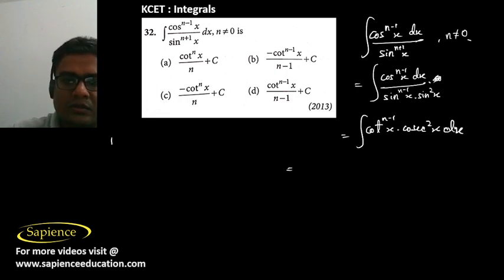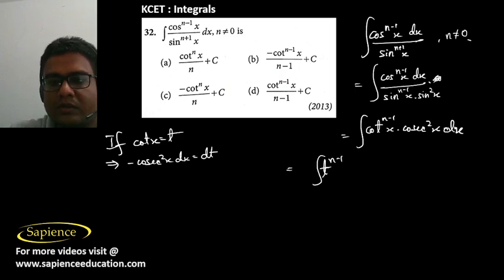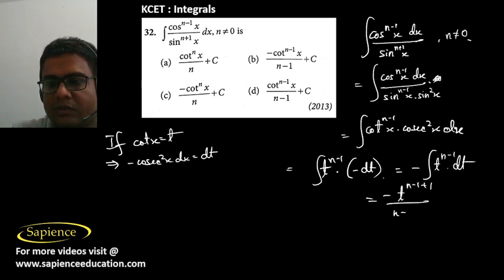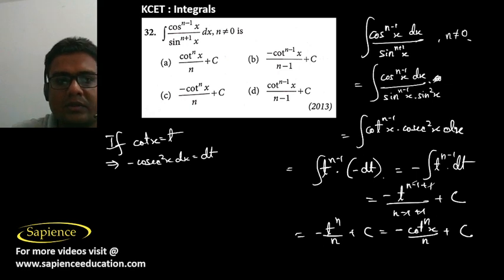If we take cot x as t, then minus cosec square x dx will be equal to dt. So this we can write as t power n minus 1 into minus dt. This will be minus integral t power n minus 1 dt. This is minus of t power n minus 1 plus 1 by n minus 1 plus 1, plus c. So this is minus t power n by n plus c. So this is minus cot power n x by n plus c. So option C is the correct answer.